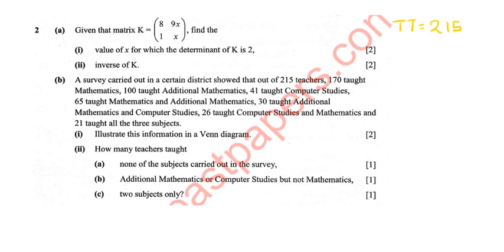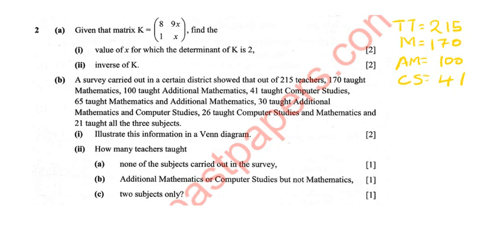And then they have said 170 taught mathematics. So you can even present mathematics to be just M. Mathematics, how many? 170. So 170 taught mathematics. And then 100, they taught additional mathematics. So you can even just say AM, additional mathematics, like that. And then they have said 41 taught computer studies. So computer studies, we can just represent it by CS, like that. So there are 41 who taught computer studies.